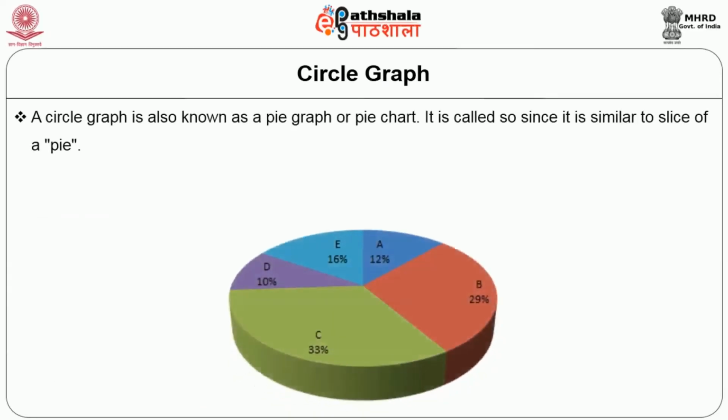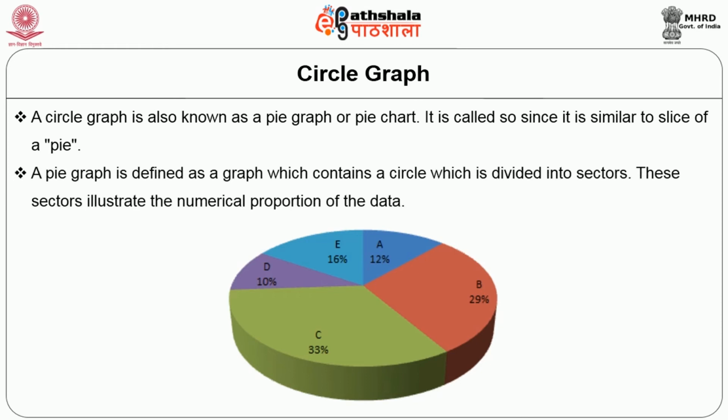A circle graph is also known as a pie graph or pie chart. It is called so since it is similar to a slice of a pie. A pie graph is defined as a graph which contains a circle which is divided into a number of sectors. These sectors illustrate the numerical portion of the data.